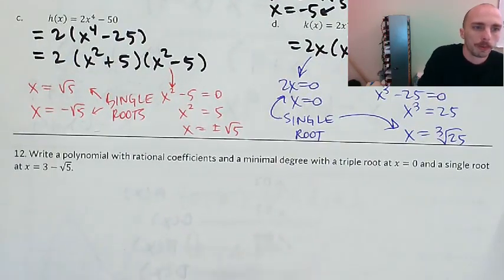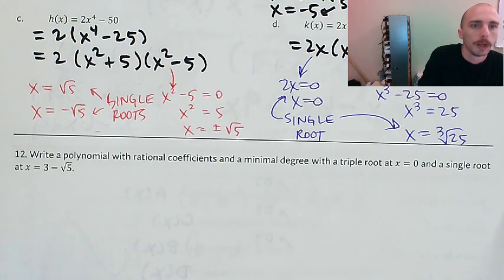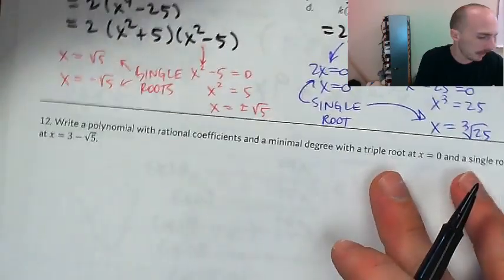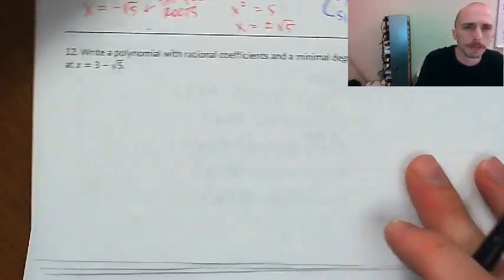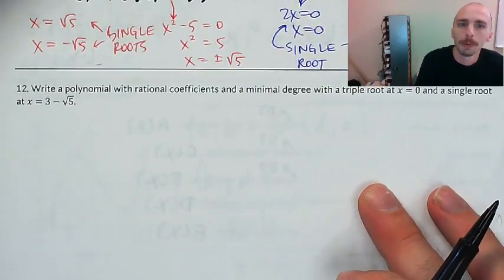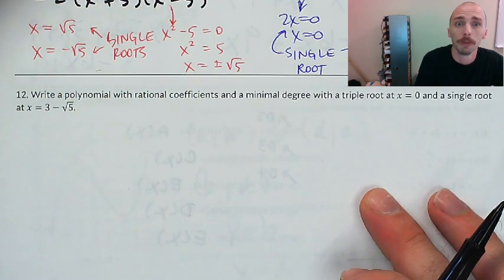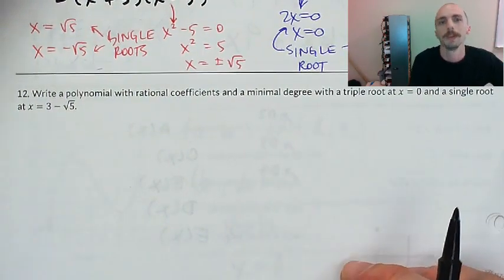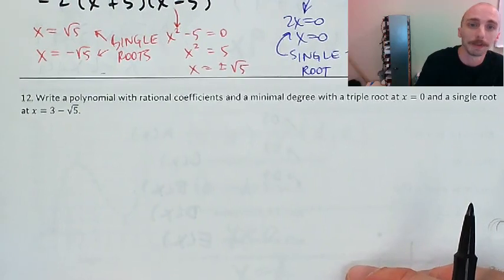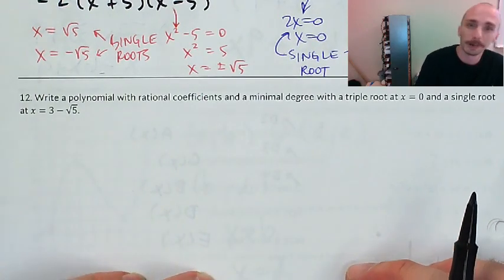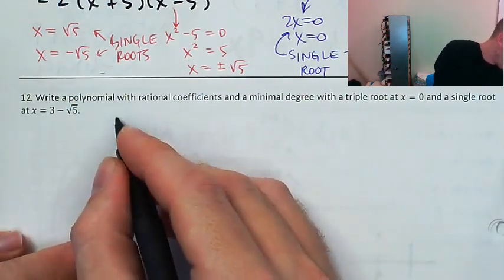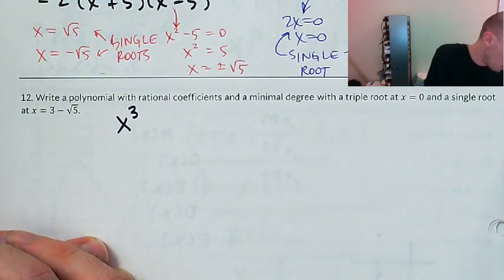Write a polynomial with rational coefficients and a minimal degree in standard form with a triple root at x equals 0 and a single root at x equals 3 minus the square root of 5. These problems, they're good algebra. Honestly, they're not exactly like this, but I remember doing some problems not that far off from these, these minimal polynomial problems, when studying modern algebra at the end of my time studying mathematics at the university. So this minimal polynomial problem could potentially come back in the future for you if you keep taking these algebra classes. So triple root at x equals 0, single root at x equals 3 minus the square root of 5.